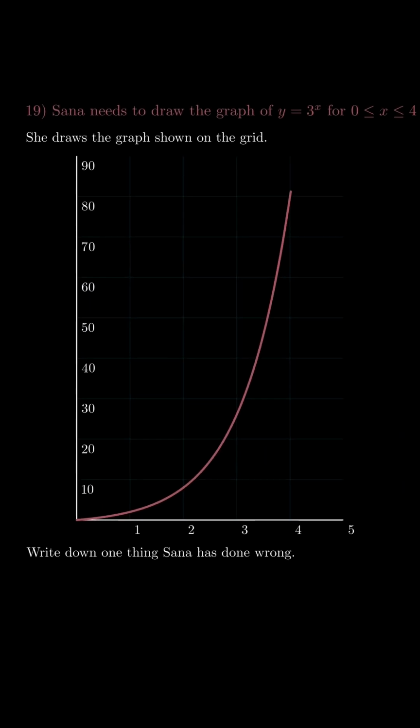We sub in 0 into the function, and we get y is equal to 3 to the power of 0, which means y is equal to 1. So the graph should cross the y-axis at 0, 1, not 0, 0.